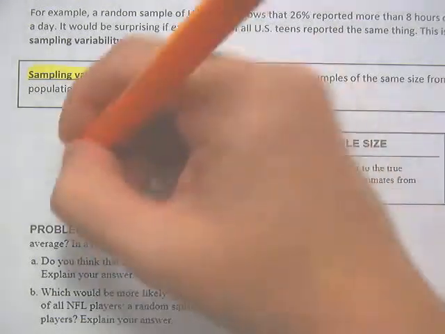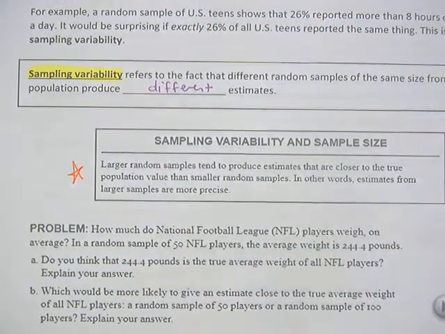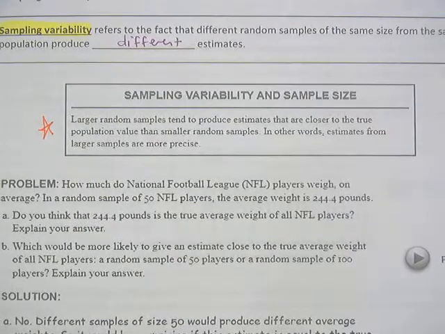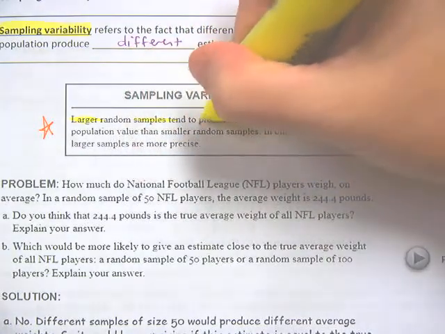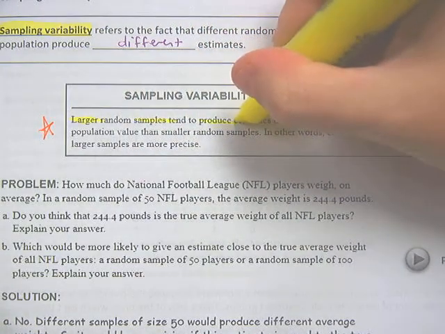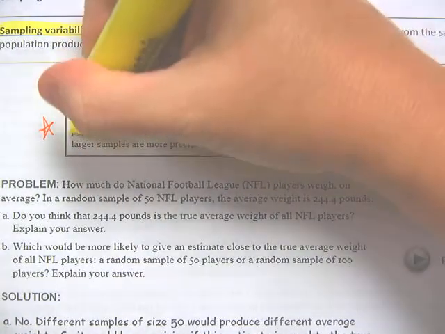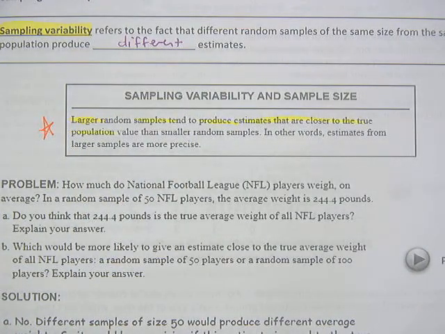Right here, this is kind of just a little blurb I want to make sure that I have in your notes. Larger samples tend to produce more accurate results. Larger samples produce estimates that are closer to the truth. Estimates from larger samples are more precise.